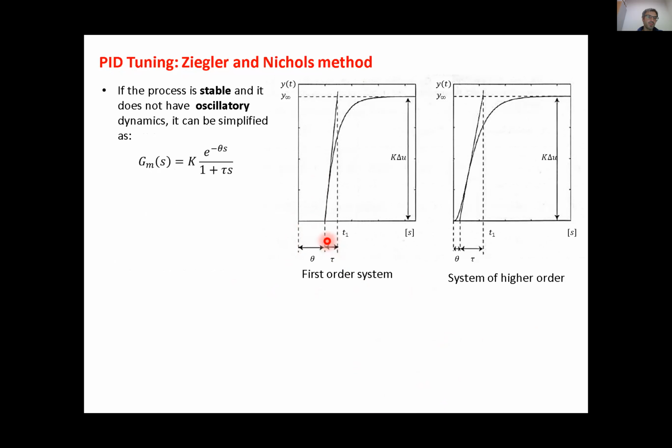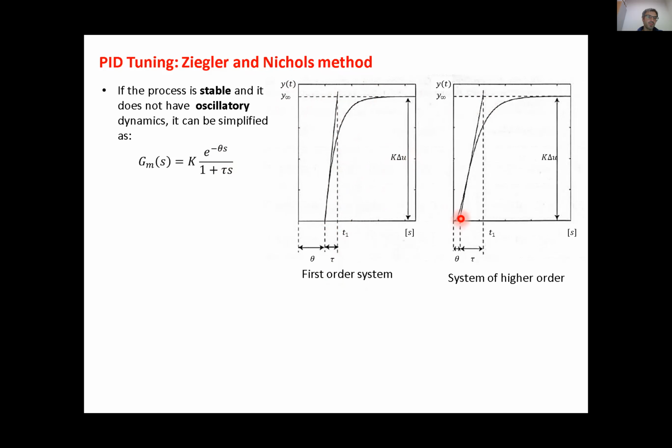So we give a step input to the system, delta u, and the process, our plant, will evolve, and we reach the equilibrium y infinite, which is equal to the DC gain times delta u, where k is the static gain.